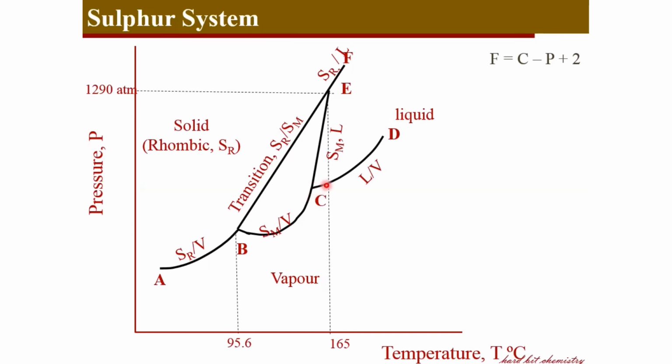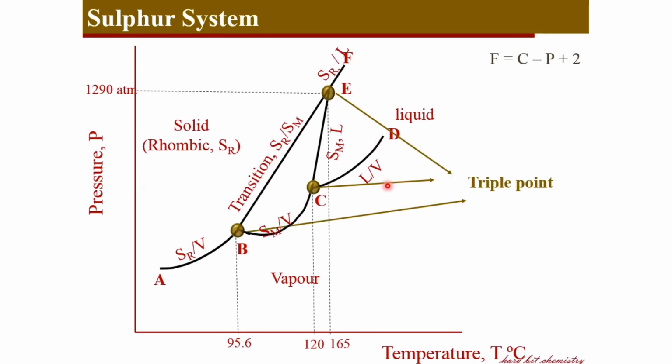Beyond C, if you go along CD, you have only liquid and vapor sulfur. You can see the vapor to liquid conversion. Below CD you have vapor sulfur, and above CD you have liquid sulfur. So the liquid to vapor conversion occurs along CD. And there are three triple points. The triple point B, the first one, marks the presence of rhombic sulfur, monoclinic sulfur and vapor sulfur. The point C marks the presence of vapor sulfur, monoclinic sulfur and liquid sulfur. Likewise, the point E, the third triple point, marks the presence of rhombic sulfur, liquid sulfur and monoclinic sulfur. So this is about the phase diagram of the sulfur system.